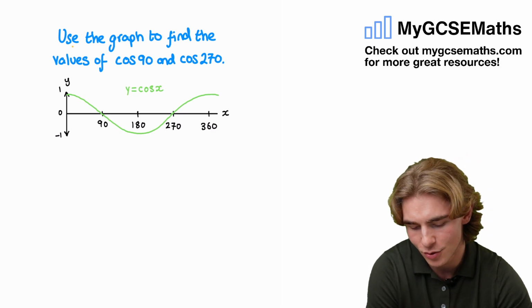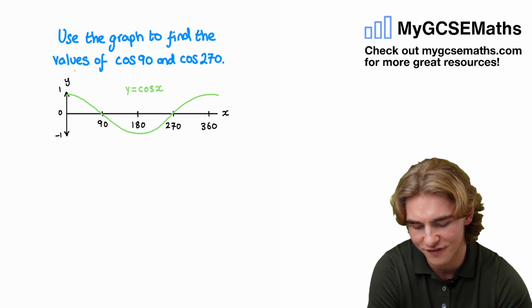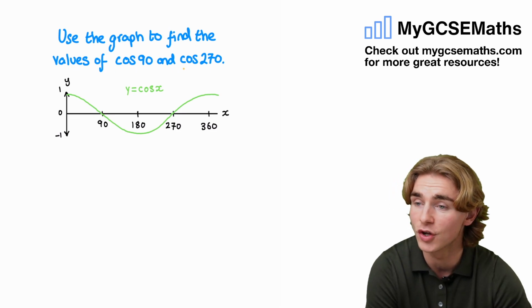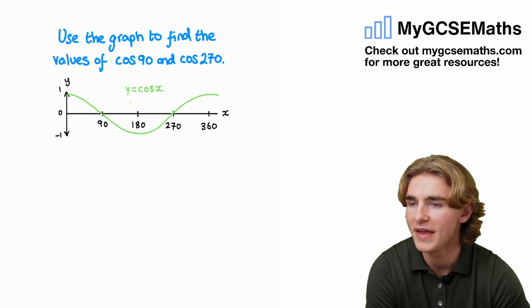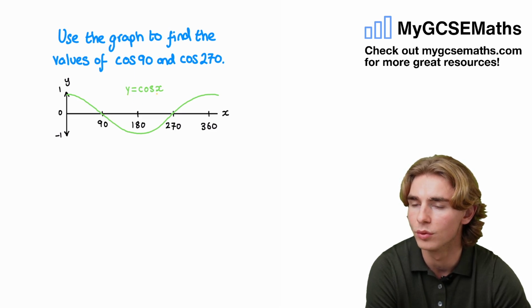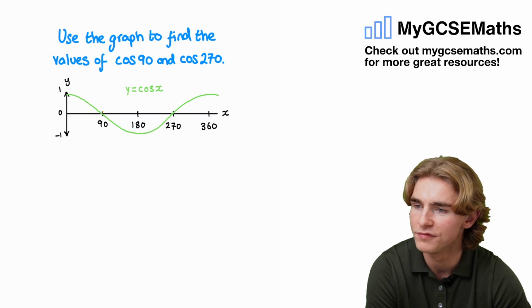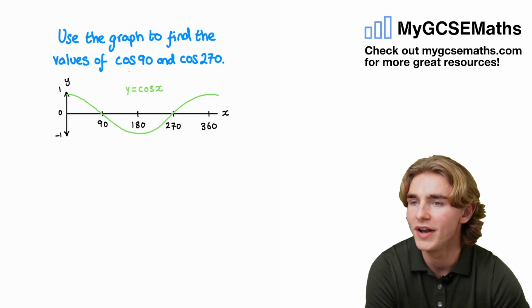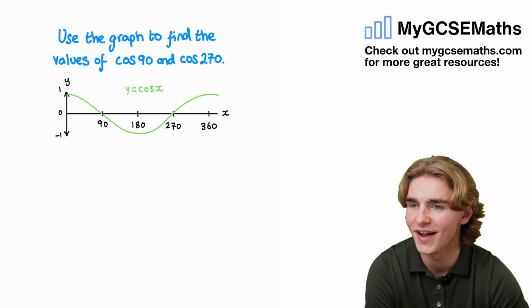The question says, use the graph to find the values of cos 90 and cos 270. We've been given this graph. The graph is y equals cos x. We see that it starts up at (0, 1), comes over to (90, 0), (180, -1), (270, 0), and back up to (360, 1). We need to find the values of cos 90 and cos 270.